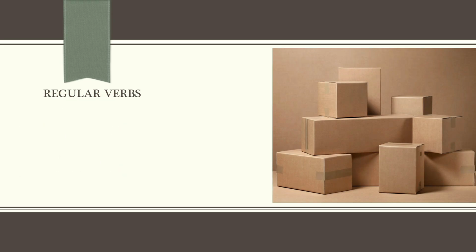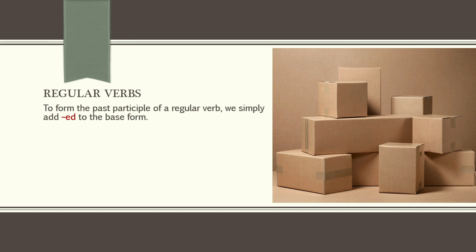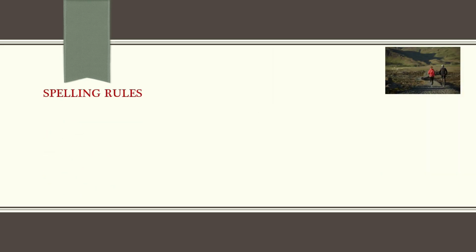Regular verbs are the easiest to work with because they follow a clear pattern. To form the past participle of a regular verb, we simply add ed to the base form. Examples: work becomes worked, play becomes played, clean becomes cleaned. When we add ed to regular verbs to form the past participle, we usually just add the letters E and D, but there are a few important spelling rules we need to follow.